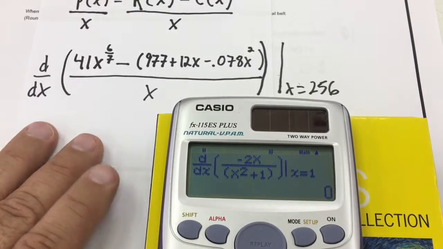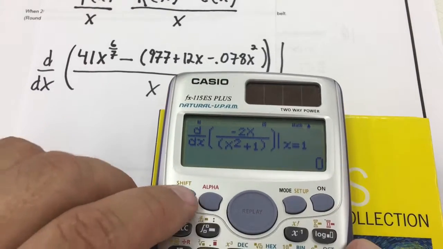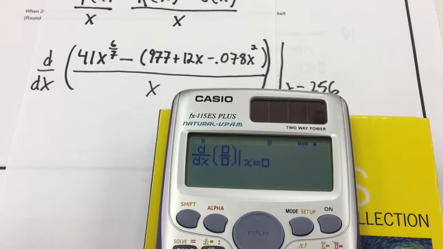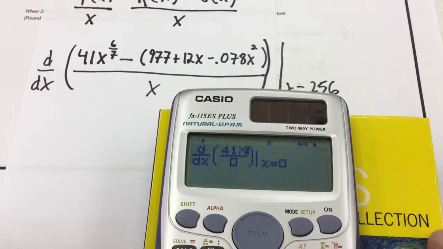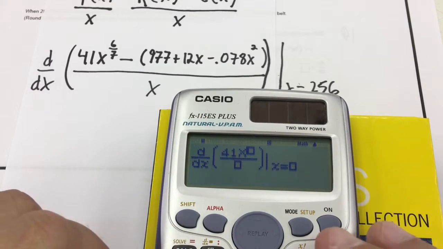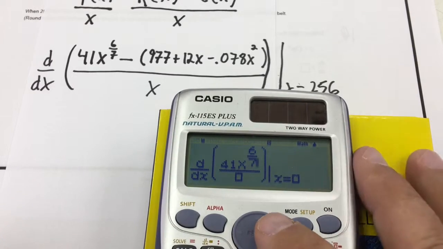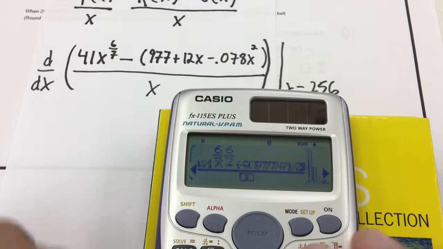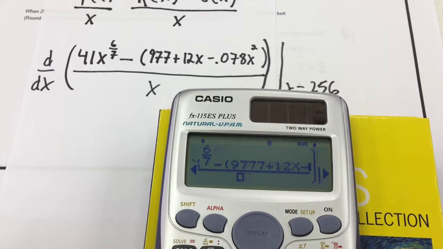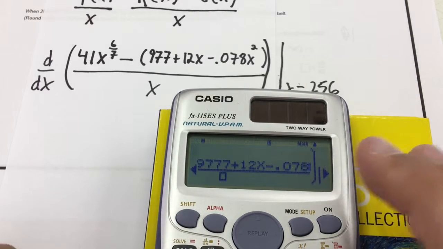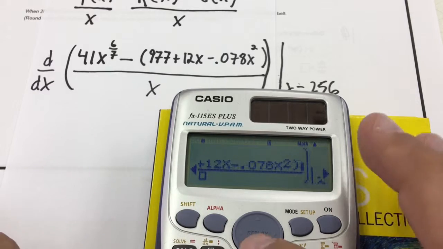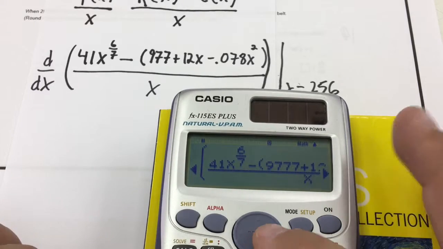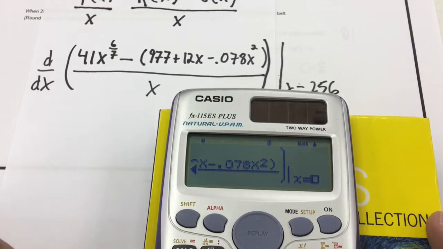Let's be careful. So I'm going to hit shift derivative on fraction bar. 41 alpha red X to the 6 divided by 7, minus, I have to bring it down here, minus parentheses 977 plus 12 alpha red X minus 0.078 alpha red X squared, close parentheses, down arrow, over X, alpha red X, right arrow, at 256.